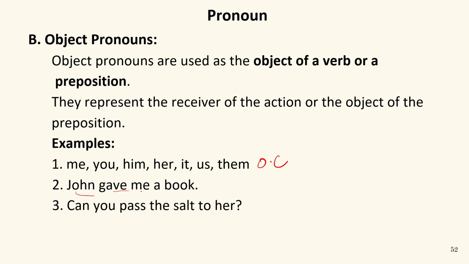For example, John gave me a book. Now, "John gave" is a verb. What did he give? He gave a book. To whom? To me. So "me" is an objective case, or you can say an indirect object. Can you pass the salt? Now, "can you" is the subject. Can you pass the salt to her? To whom? The word "whom" replies to the question, so this is an object, or an indirect object.